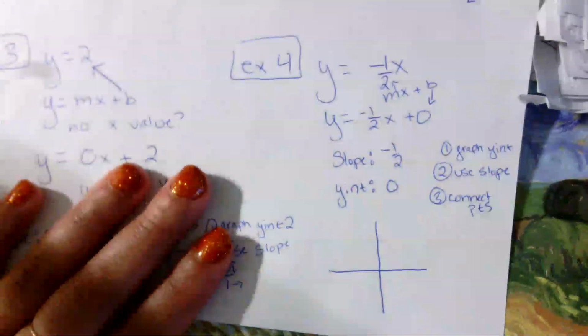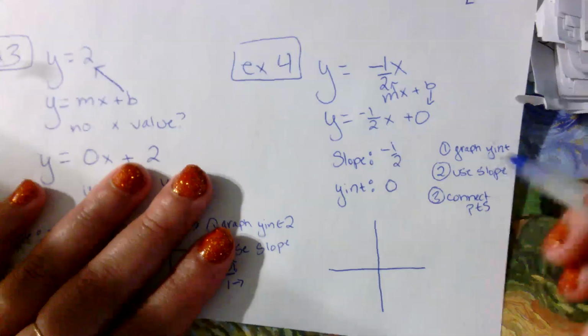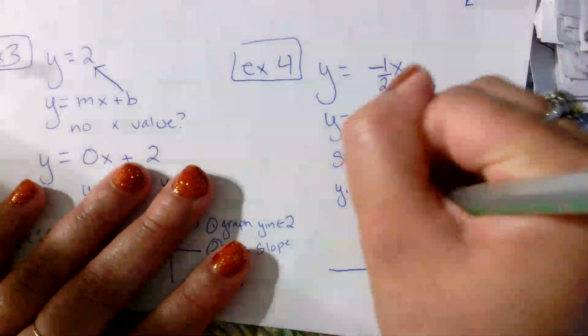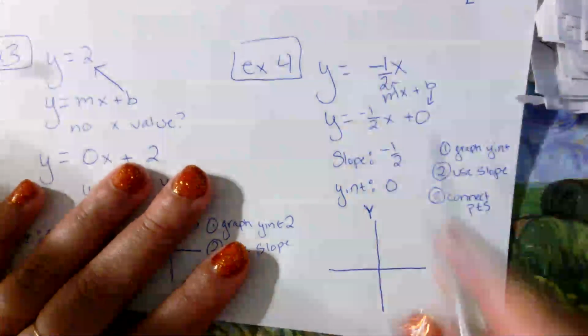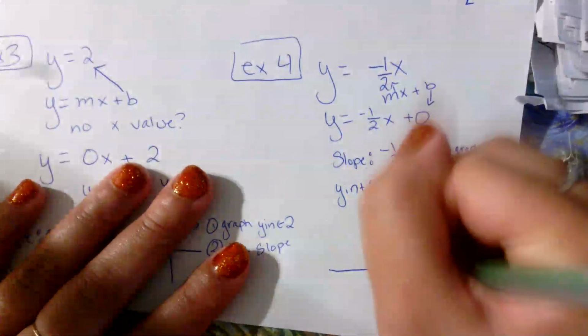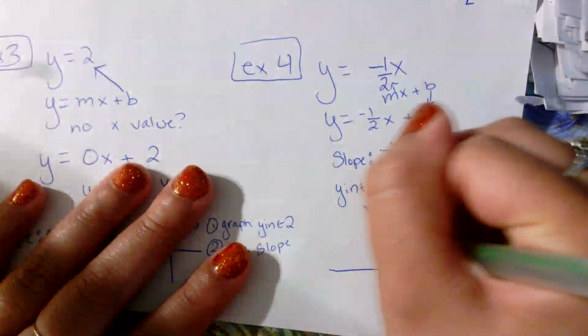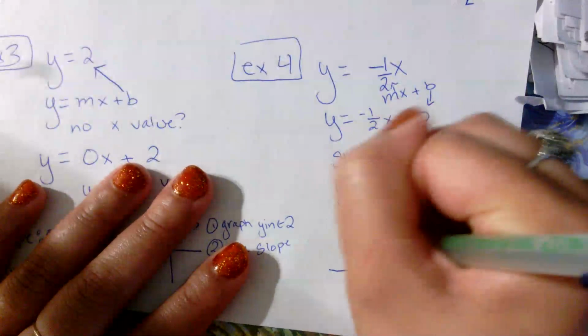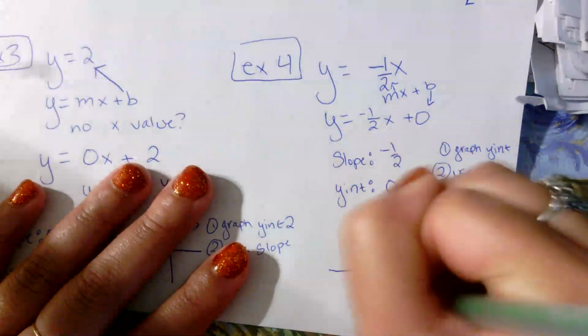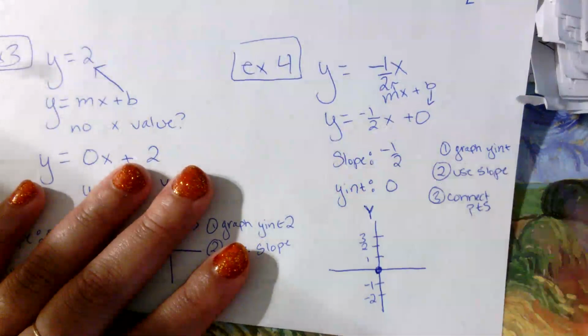So we have negative 1/2 as my slope. Don't get too excited though, we have to graph our y-intercept first. You're going to be really tempted to ignore your y-intercept when it's not even written. So here it says my y-intercept is 0. So here on my y-axis, I'm going to cross at 0, which is right here. Sweet.